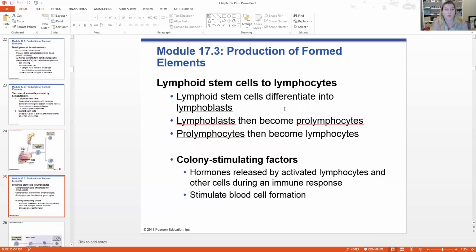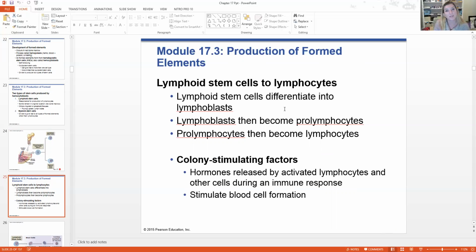In the process, let's talk about lymphoid stem cells first. Lymphoid stem cells basically differentiate into something called a lymphoblast. The lymphoblast then becomes a pro-lymphocyte. It's this whole chain reaction of division after division after division, and then the pro-lymphocytes eventually become lymphocytes. That prefix pro usually means before, right? And this is all driven by colony-stimulating factors, or CSFs.